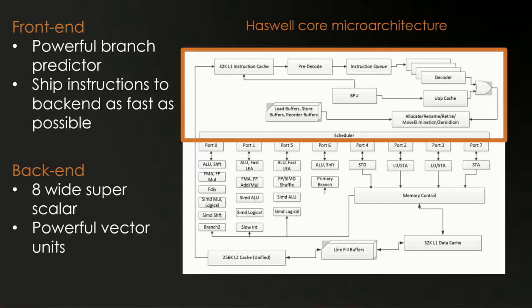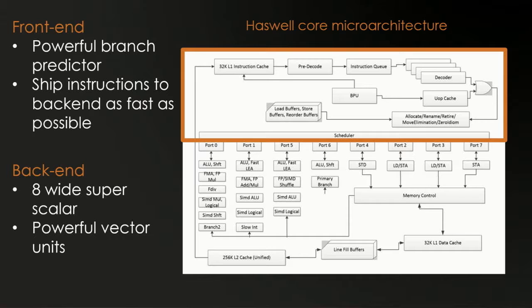On the upper side, we've got the CPU's front end. The way I think about the front end is its job is to ship instructions to the back end, the execution units, as fast as possible. Notably, the way that's really done is with powerful branch prediction. And we'll get into more of that later.